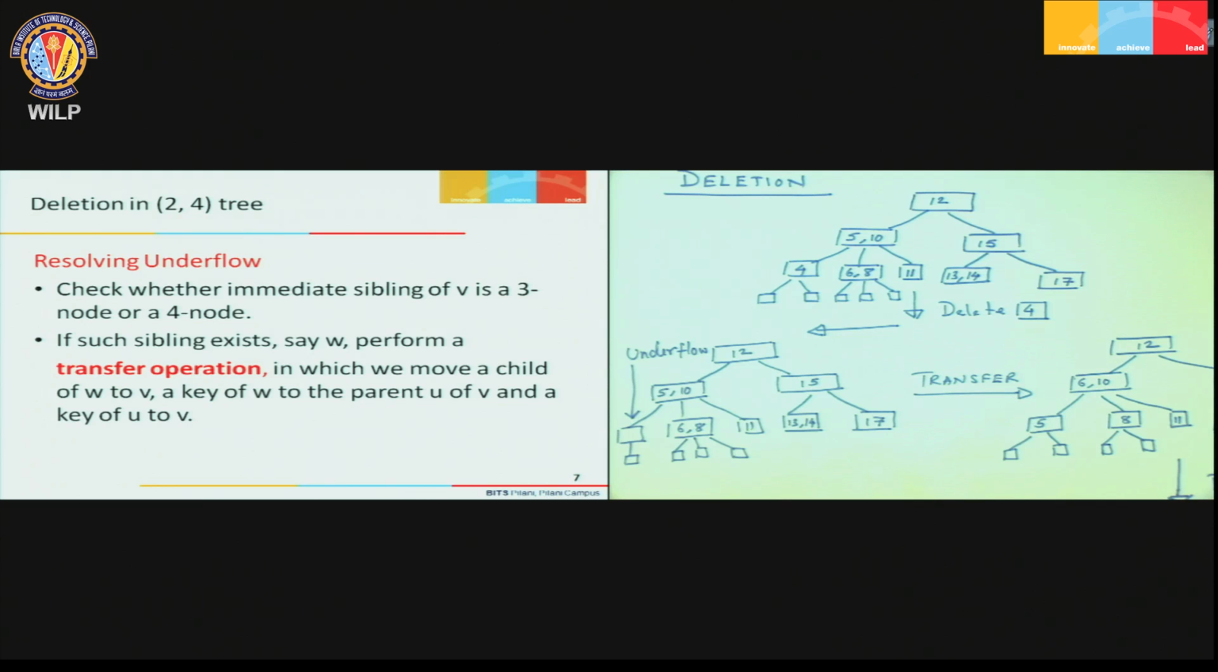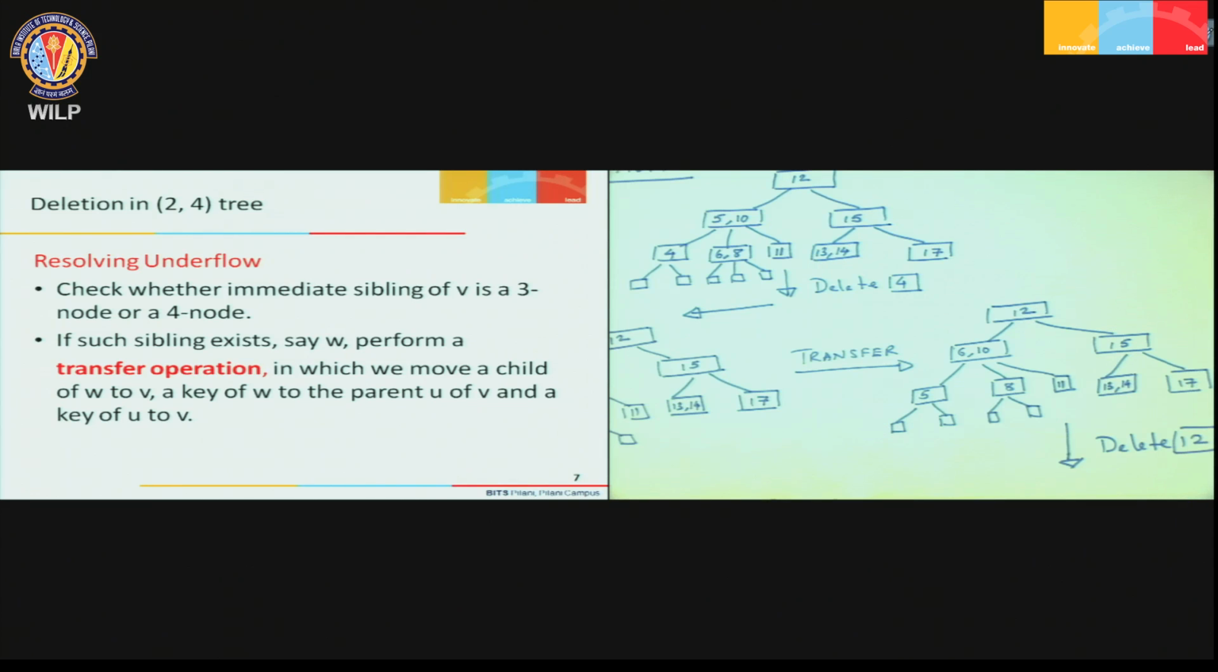Under the transfer operation, we move a child of W to V. V was the node that has been deleted, W is the right sibling, and we move a child of W. W here had 3 children, and we move one of its children to be a child of V.